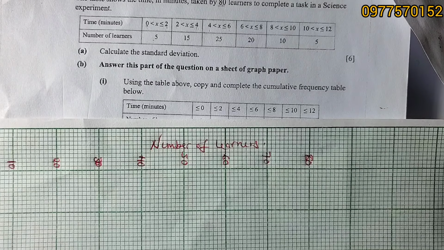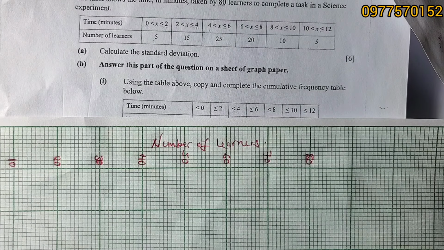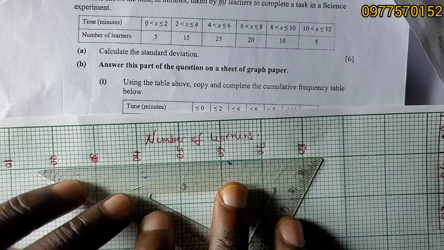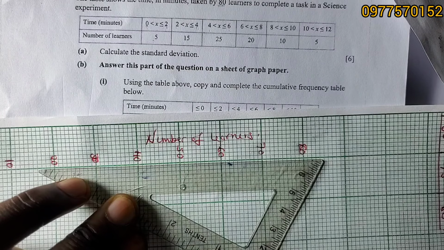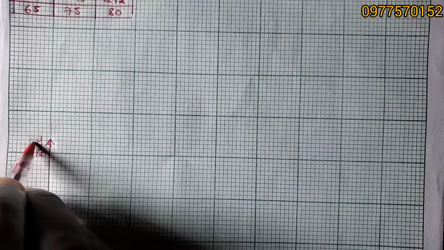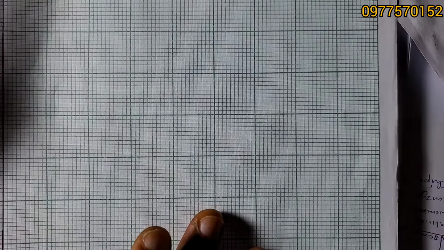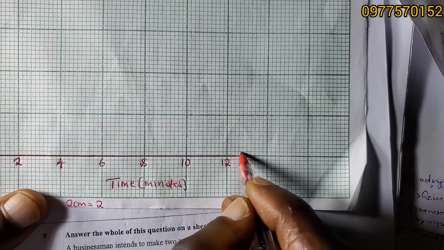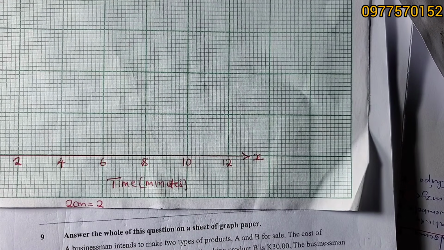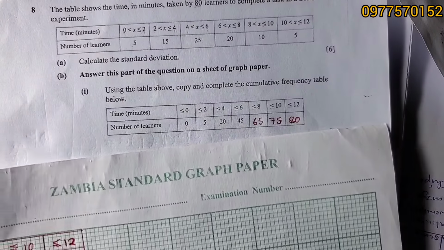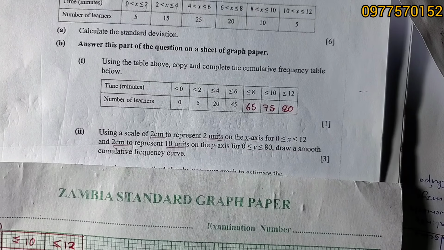Okay, number of learners. Nice. Then you just draw what? With a pencil, using a ruler, you can just draw the y-axis nicely. Okay, so after drawing, you indicate nicely that this is the y-axis, of course. Then where's the x-axis? This is the x-axis. Now let's start plotting these coordinates.